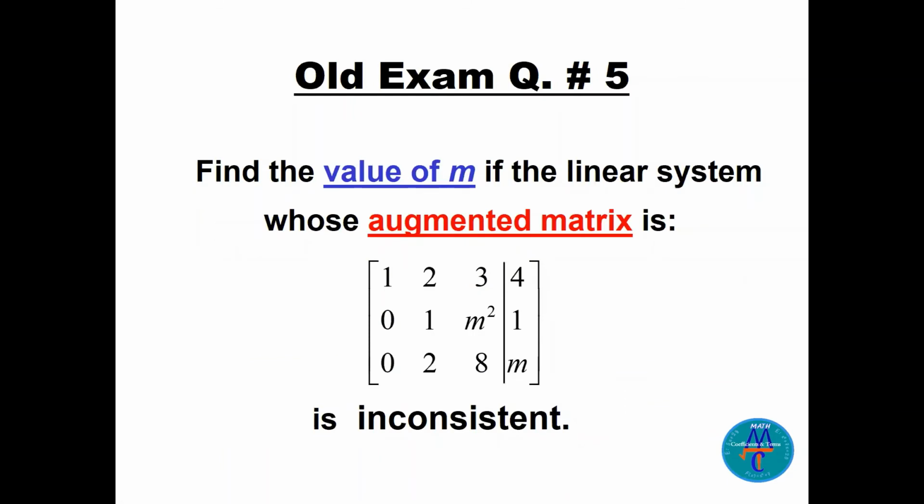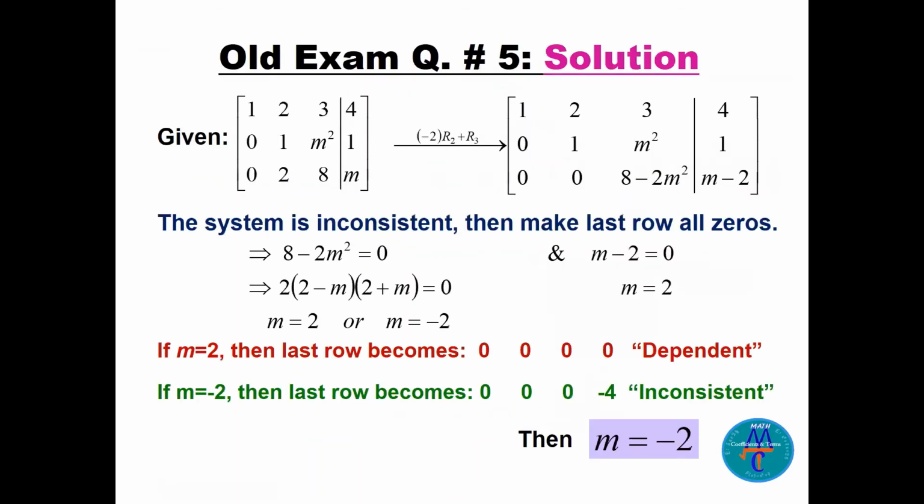Find the value of m here if this is the augmented matrix of a linear system where there is no solution, which means inconsistent. So what can we do? We already have 1, 0, 0, and already we have 1. So I have to change this number now to be 0. So what can I do? Minus 2 times row 2 plus row 3 will make this number 0.